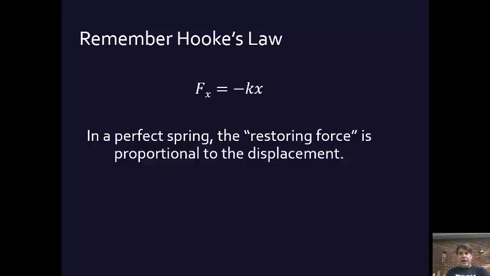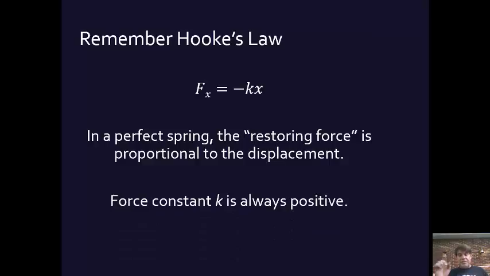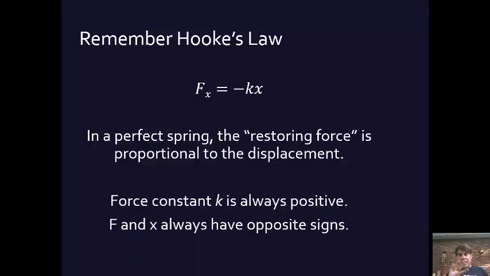But for any spring-like situation, the force is proportional to the displacement. It's going to be the negative of the displacement, negative x, and then you multiply it by k, and voila, you have Hooke's law. F equals negative kx. So the constant is always going to be positive, but F and x are always going to have opposite signs. That's all I've been saying. All of that is somewhat review.